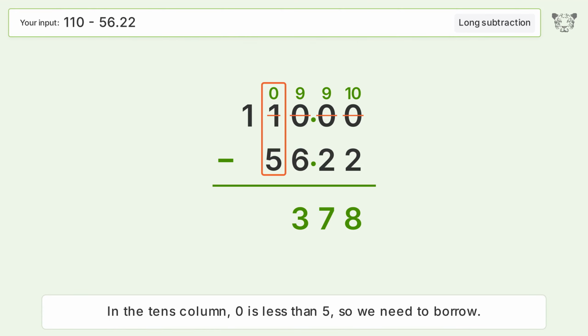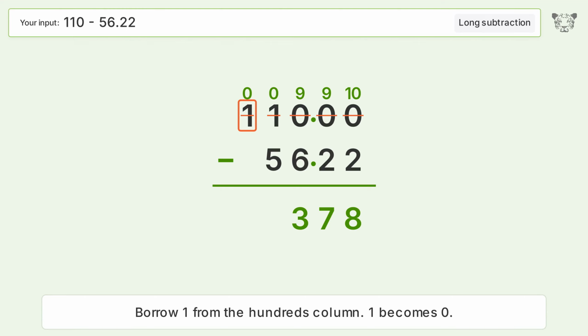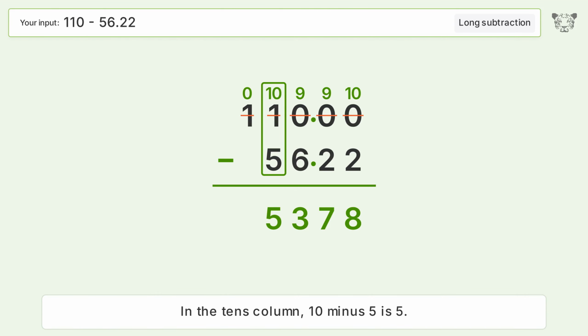In the tens column, 0 is less than 5, so we need to borrow. Borrow 1 from the hundreds column. 1 becomes 0. The 0 in the tens column becomes 10. In the tens column, 10 minus 5 is 5. Bring down 0 in the hundreds column.